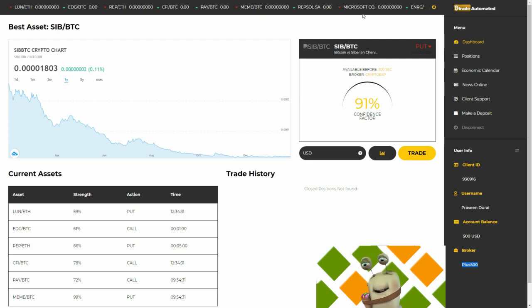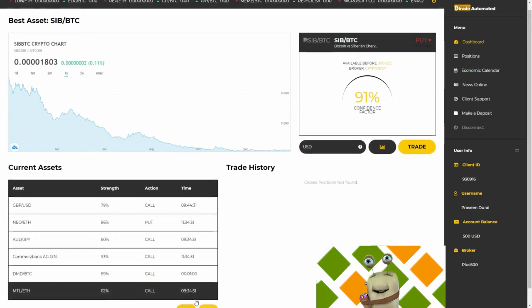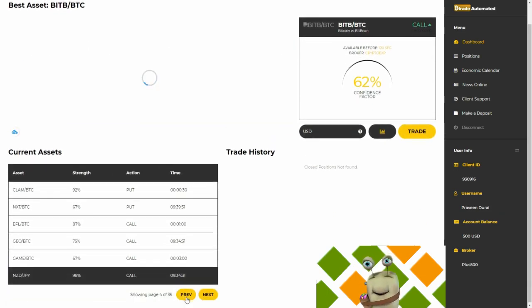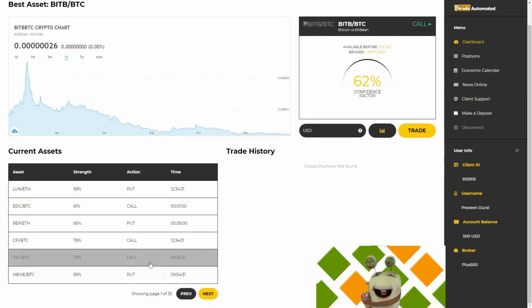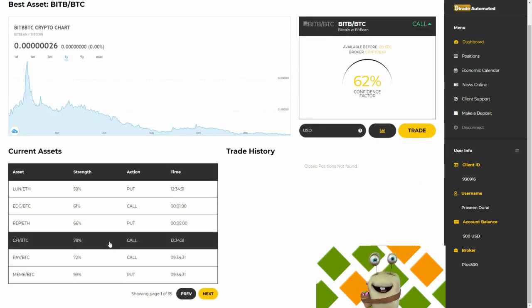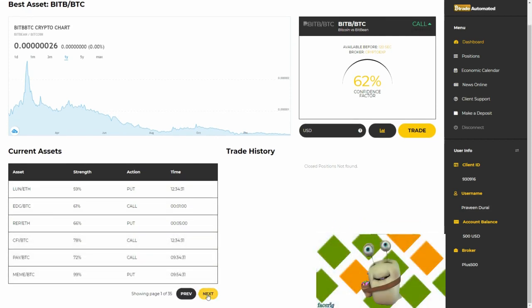Now let's talk about the features available in the software itself. The feature that interests me most is, can you see over here, showing page 1 out of 35? That means there are actually 35 pages of assets, guys. So the amount of assets available is huge, guys. This paves the way for you to have a variety of choices in choosing your assets.